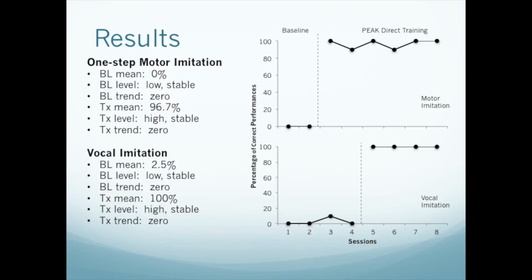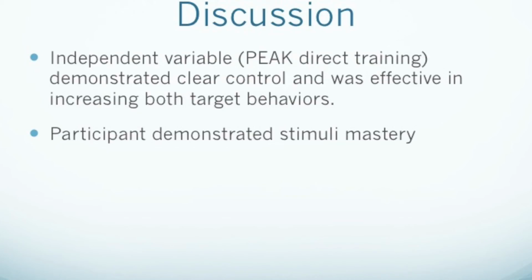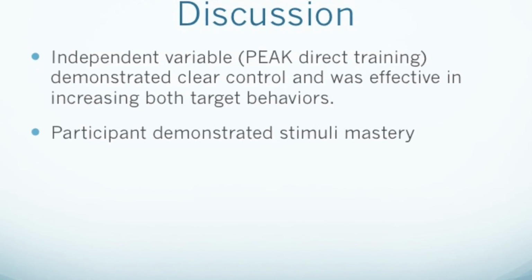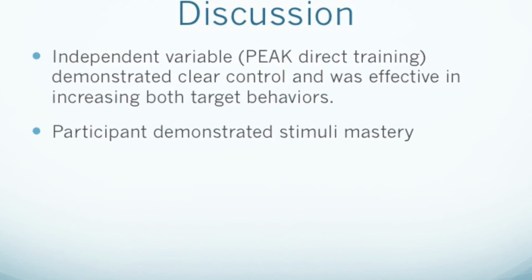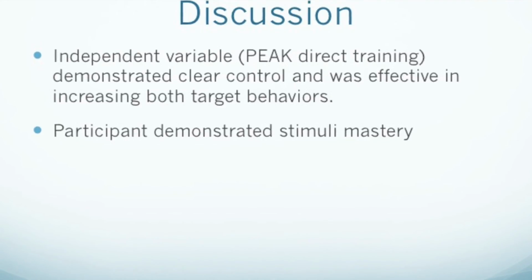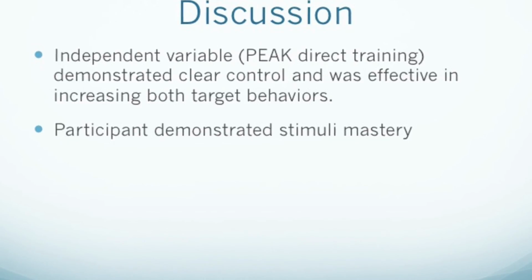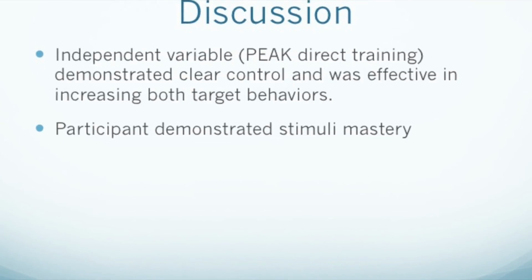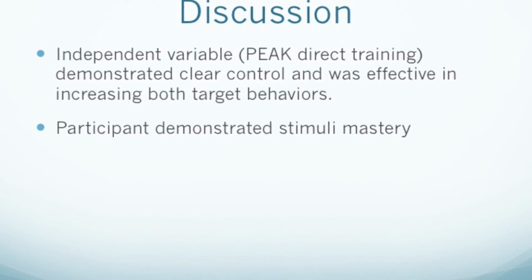And for both behaviors during baseline, we can see that her responding was very low and stable. And then as soon as the PEAK direct training program was introduced, Mia immediately began performing correct responses at very high levels. So these results show that the PEAK direct training system was clearly effective in increasing both of the target behaviors that we worked on with Mia. So we would definitely recommend using the PEAK programs in the future for Mia and with other children as well to help teach skills similar to these.